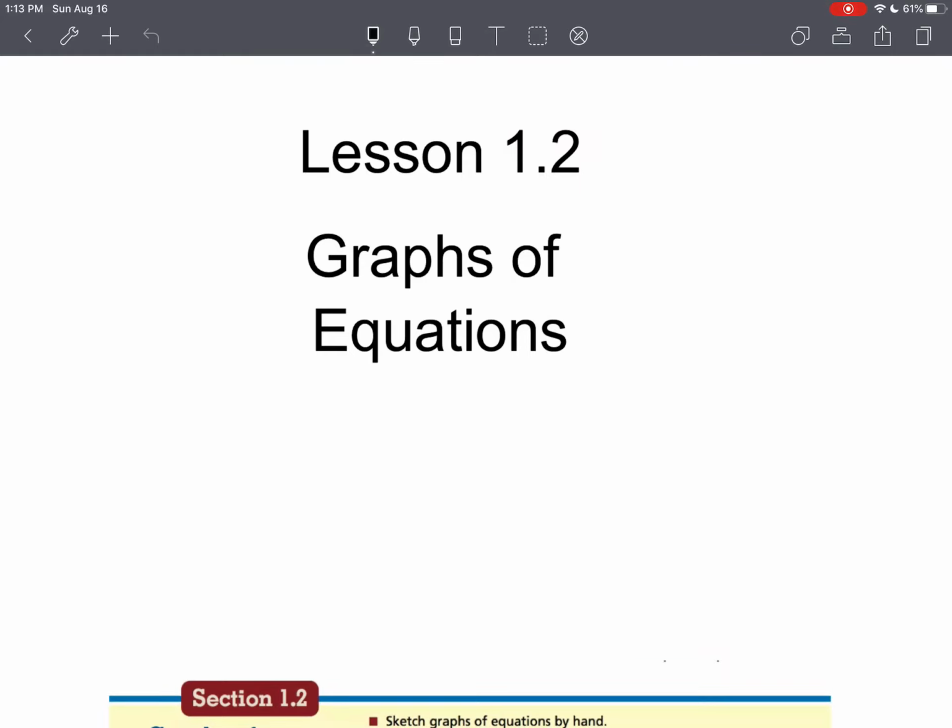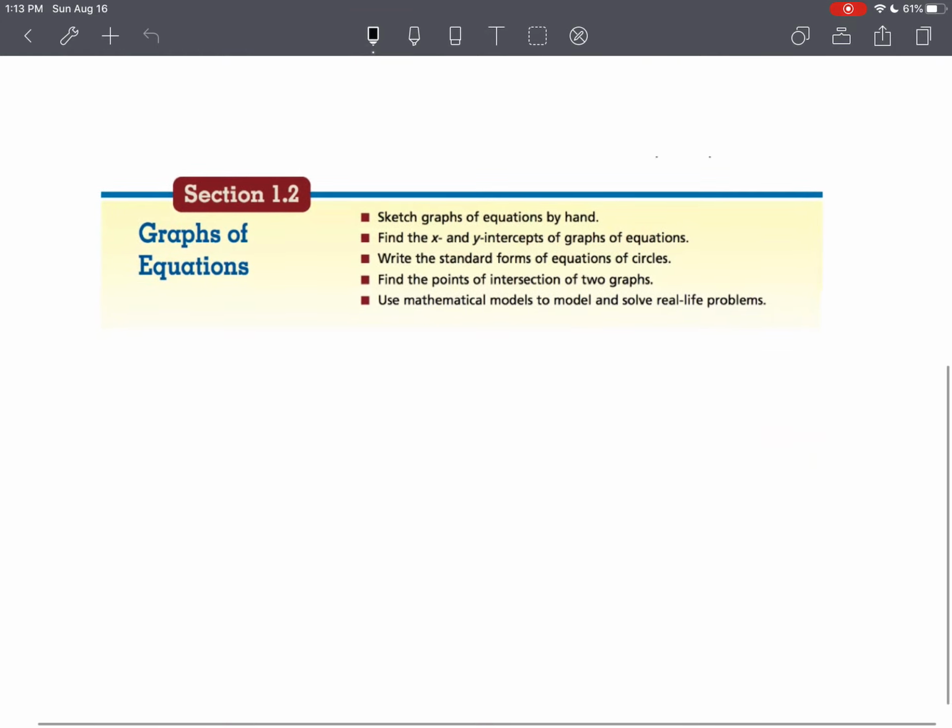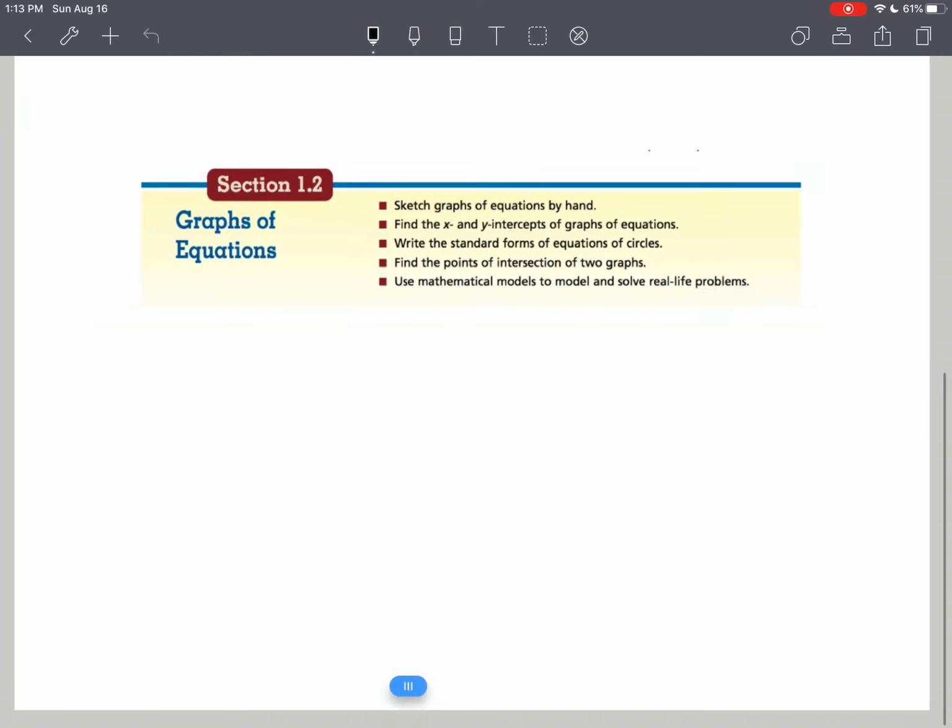In this lesson, we're going to talk about graphs of equations, and we've got a lot to do. We'll be sketching graphs by hand, finding x and y intercepts. We'll write the standard form of an equation of a circle. That's going to involve completing the square. We'll find the points of intersection of two graphs, where two graphs intersect. What are those ordered pairs? Where's their location? And then, of course, we're going to take all of this and apply it to solve real-life applications. So here we go.